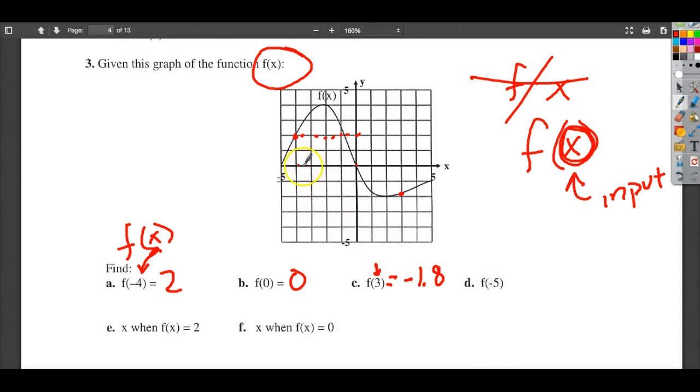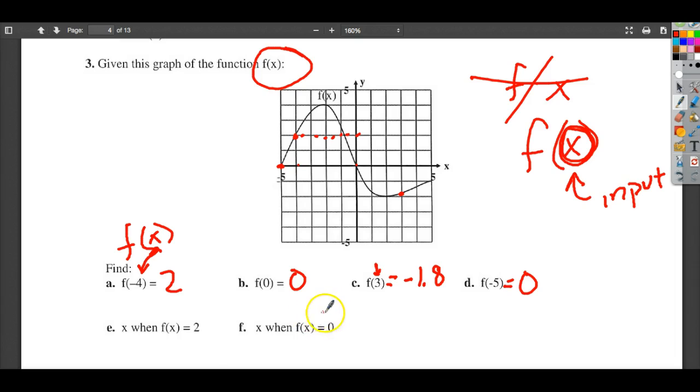F of -5, same thing. You're just going where x is -5, right here, and y is 0 again. Again, this is still a function. You can try the horizontal line test. Everything has just 1.